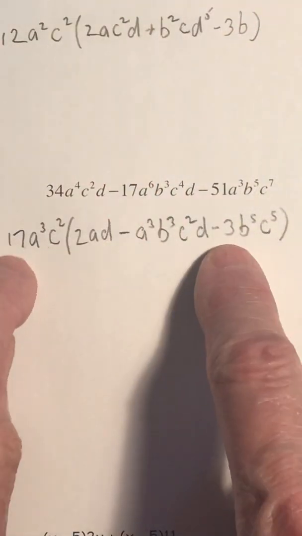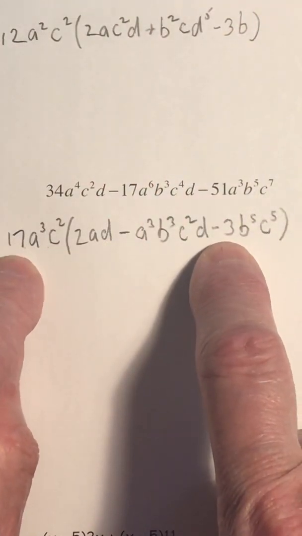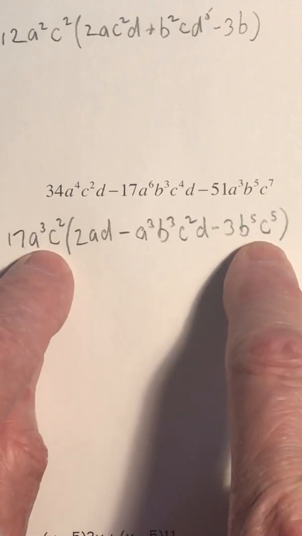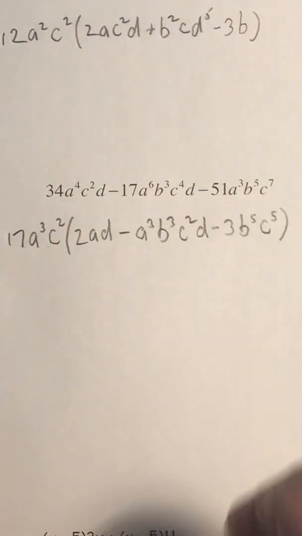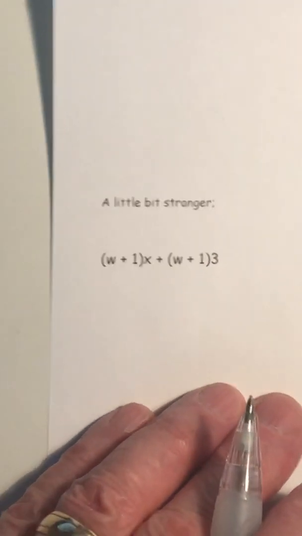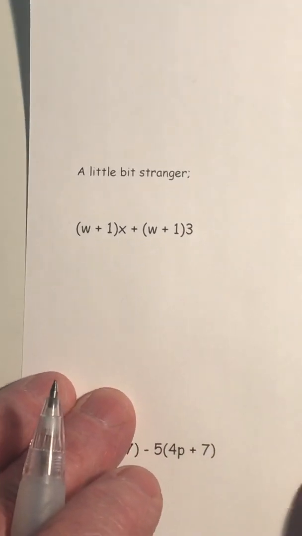Let's just double check that. That's minus 51, A to the 3rd, B to the 5th, C to the 7th. Looks good. Now we move to a slightly stranger world down here.